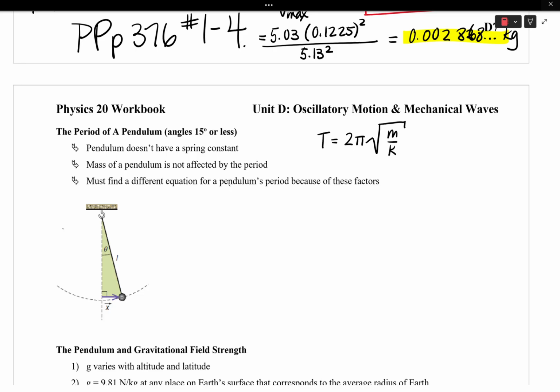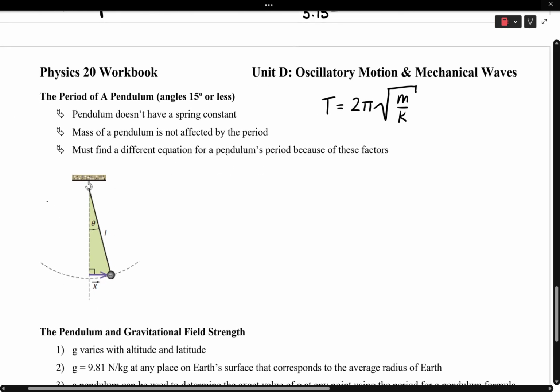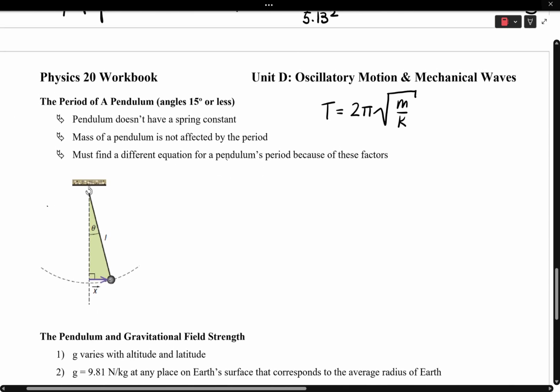And so if we want to use this equation here, we have to somehow eliminate m and k from this equation. So we're going to do that by taking a look at this diagram of the pendulum. And what we're going to find out later on is that the mass will not affect the period of your pendulum.